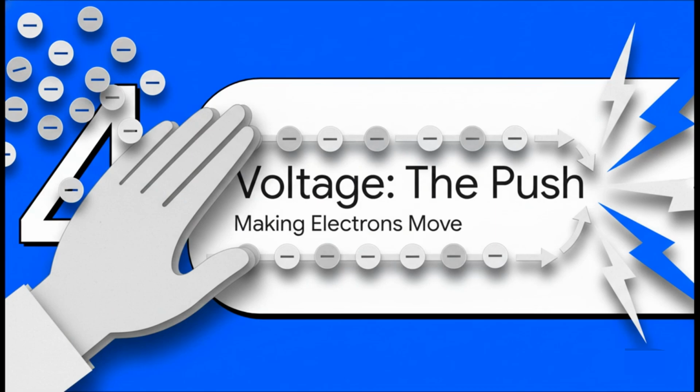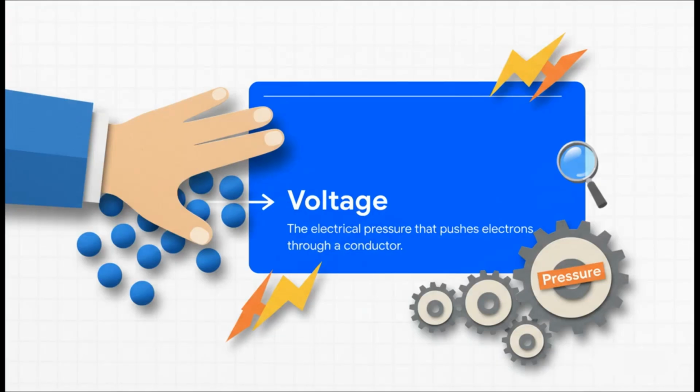This leads to a pretty obvious question, though, right? Electrons are not just going to line up and start marching on their own. They need a reason. They need a push. And that push has a name: voltage. Honestly, the best way to think about voltage is just as electrical pressure. It's the invisible force that gets all those randomly moving electrons and shoves them, forcing them to start moving in one direction. Without that pressure, without voltage, you get no flow, just chaos.